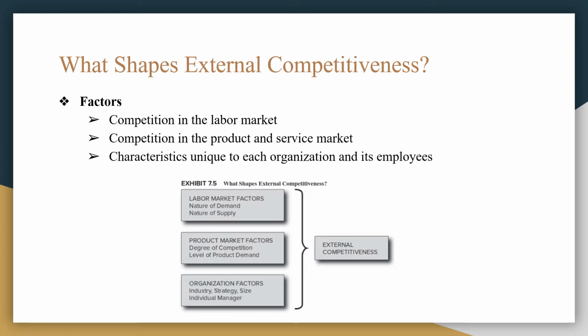Characteristics unique to each organization and its employees. This would be an organizational factor, including industries, strategies, size, and individual managers. This is the base level of every factor in external competitiveness. All three include the market value of demand and supply.